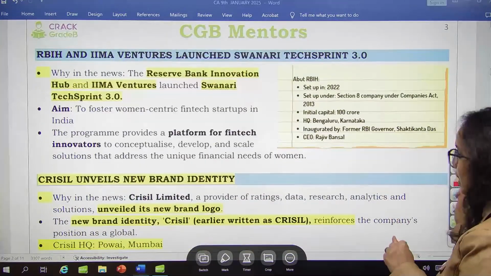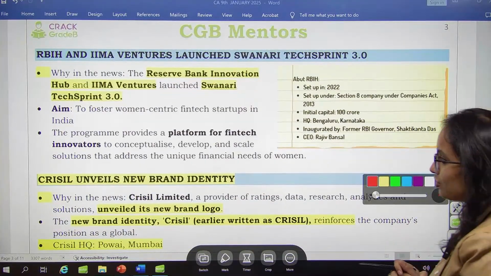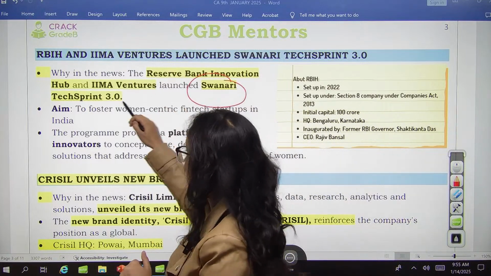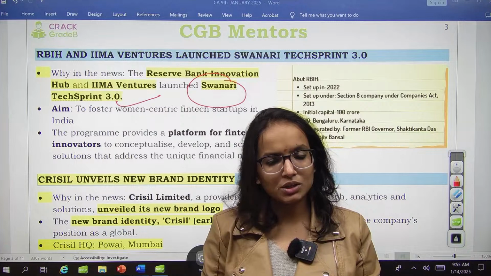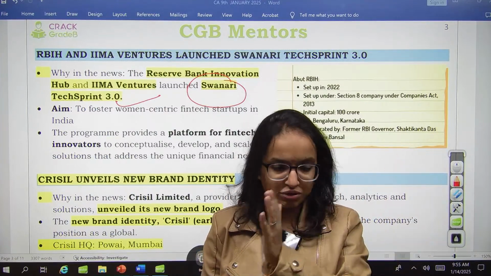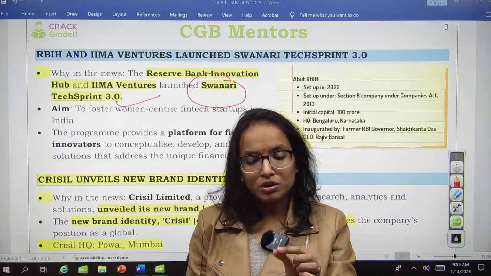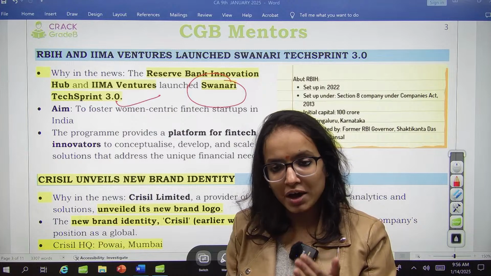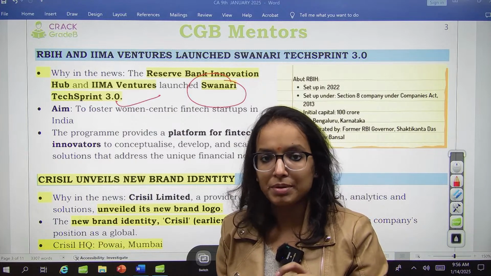Now moving on to next thing. RBI Innovation Hub and IIMA Ventures, they have launched Swarnari Tech Sprint. Swarnari Tech Sprint is always in news because version 1, version 2 and this is 3.0 which has been launched. So remember, this Swarnari Tech Sprint is what? This is an initiative of RBI's Innovation Hub, RBIH.